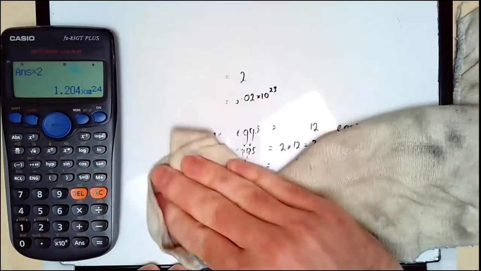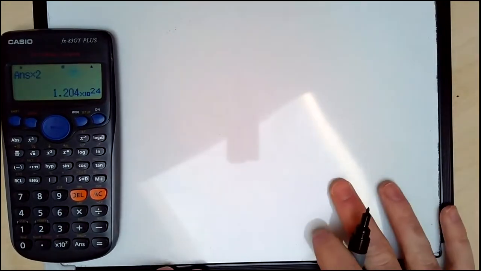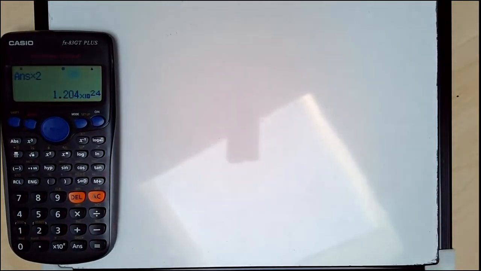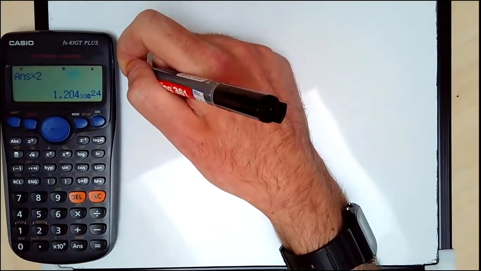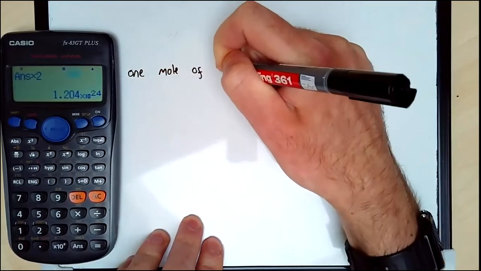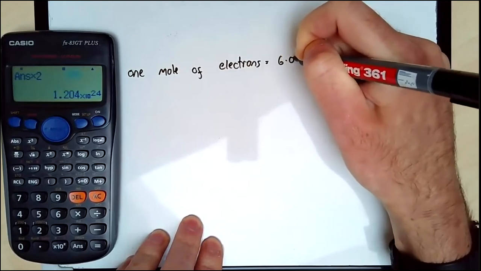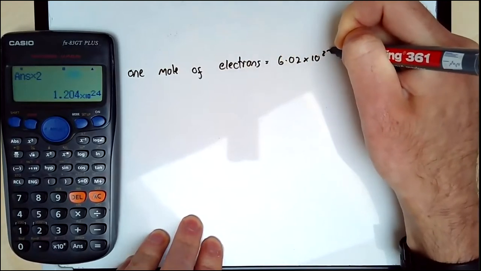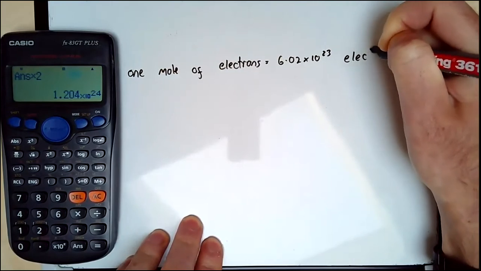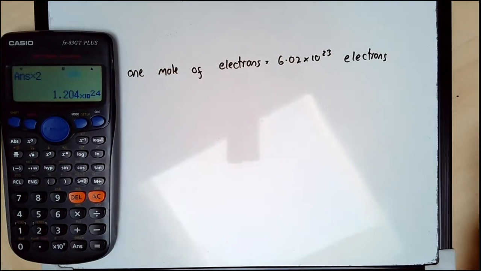Like I said, normally we use that number not to refer to eggs because there are not that many eggs on the planet, and I doubt that many eggs have even been laid in the history of chickens. So instead, we normally use it to refer to really small things. So for example, one mole of electrons. How many electrons is that? 6.02 times 10 to the 23 electrons. Same for neutrons, same for protons, same for atoms, whatever.